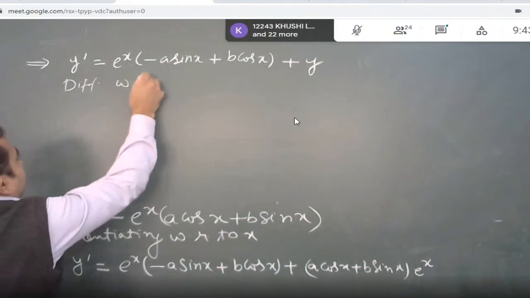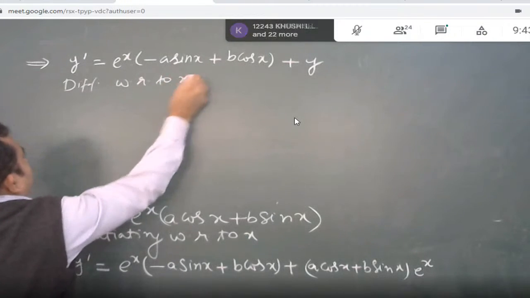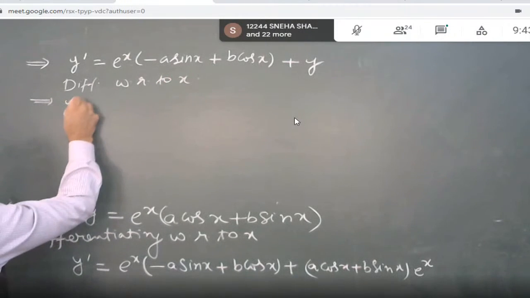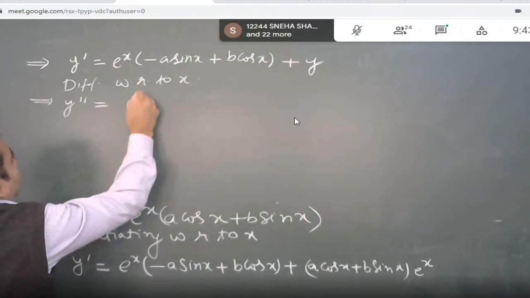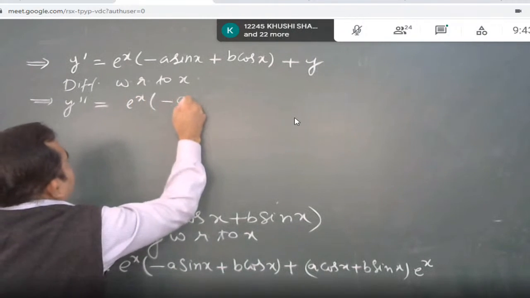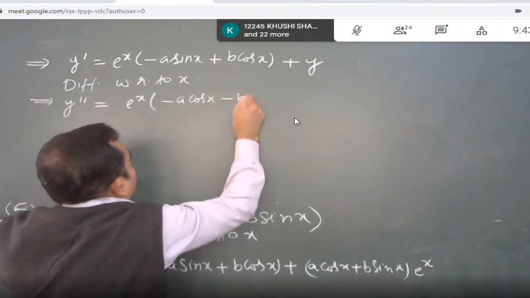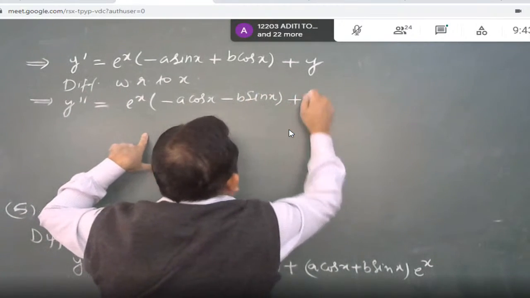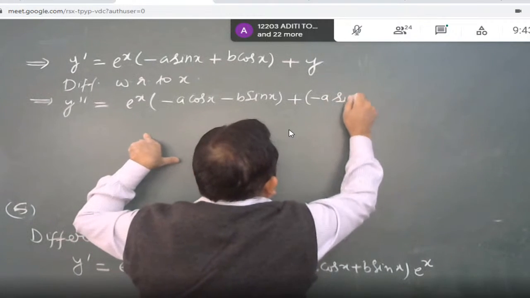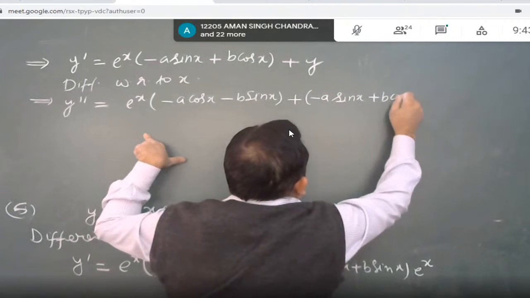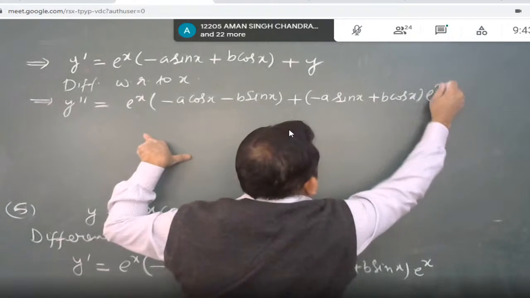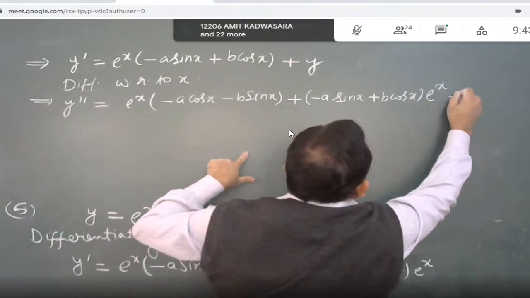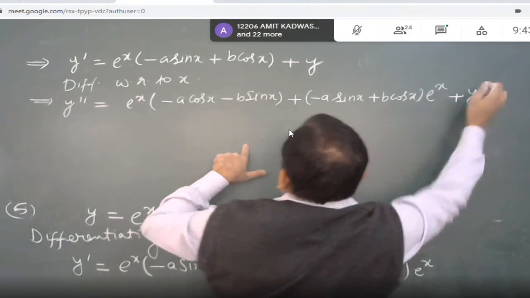Differentiating with respect to x. And this will give me y double dash equals to e raised to power x as it is, minus a cos x minus b sin x. ध्यान रहे प्रोडक्ट रूल यहां पे यूज हो रहा है, plus bracket as it is into e raised to power x derivative e raised to power x only, plus y differentiation will be y dash.